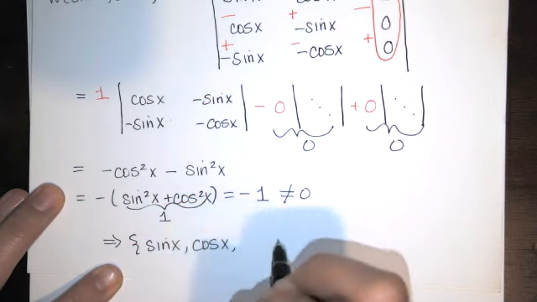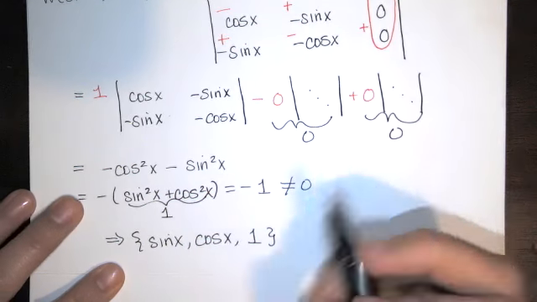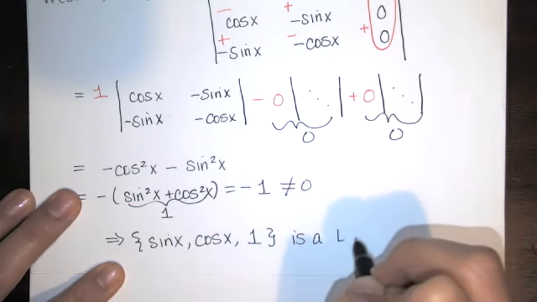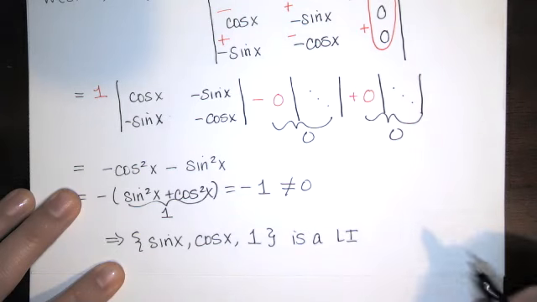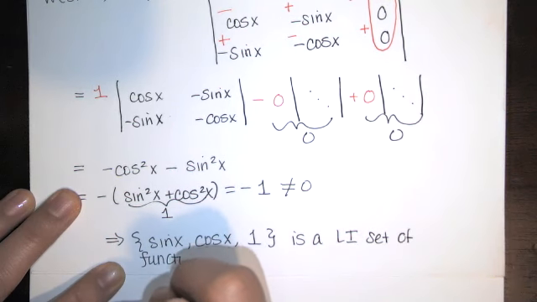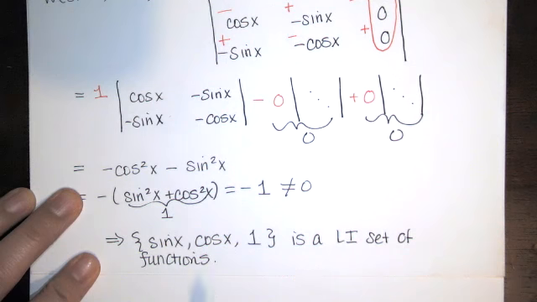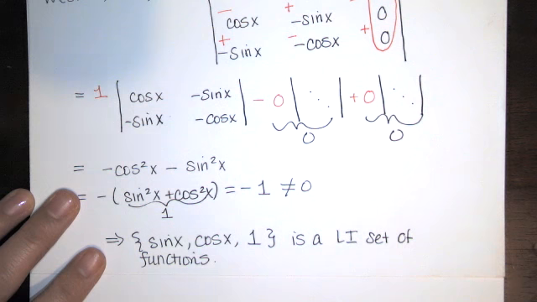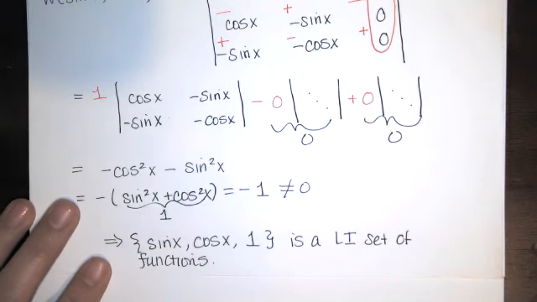So that set of functions, sine of x, cosine of x, and 1 is a linearly independent set of functions. So if we were looking at a third order differential equation and all three of these happen to be solutions to that equation, the general solution would be c1 times sine of x plus c2 times cosine of x plus c3 times 1. And that would work. That would be our general solution because all three of these functions contribute something unique to that general solution, which is exactly what we're going for.